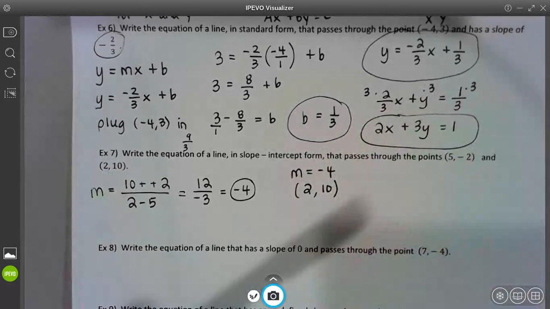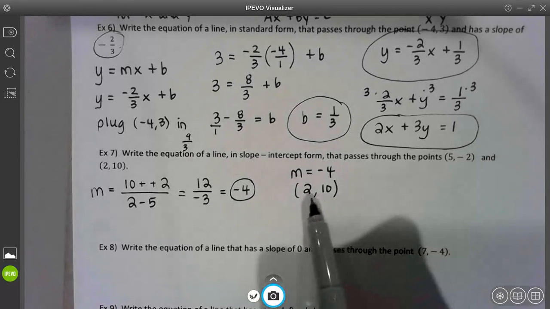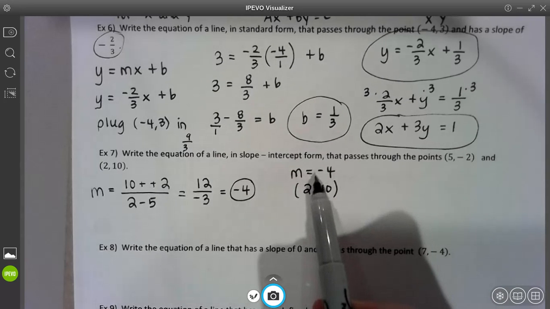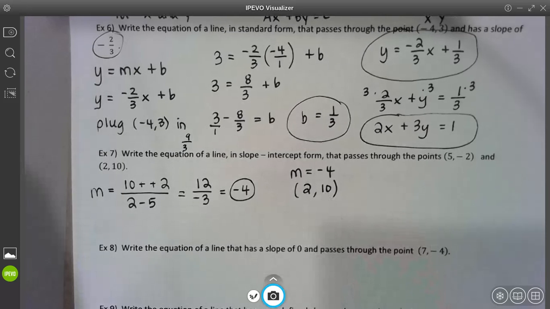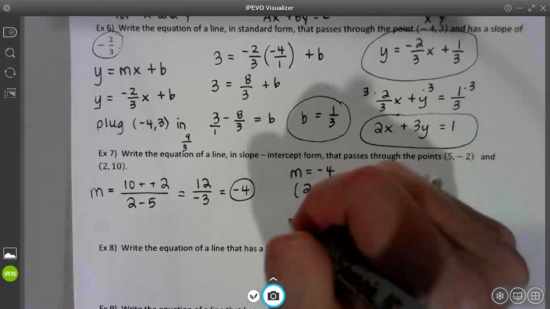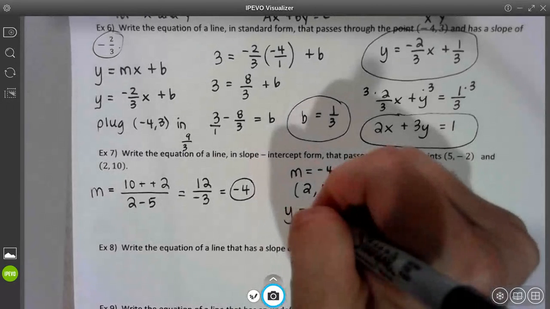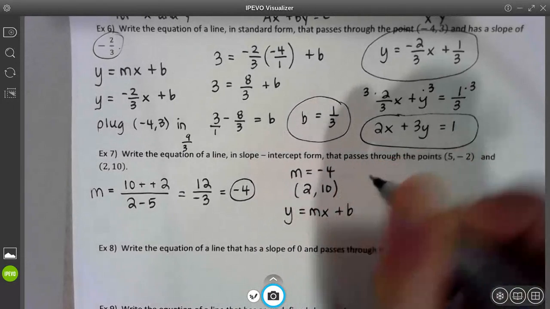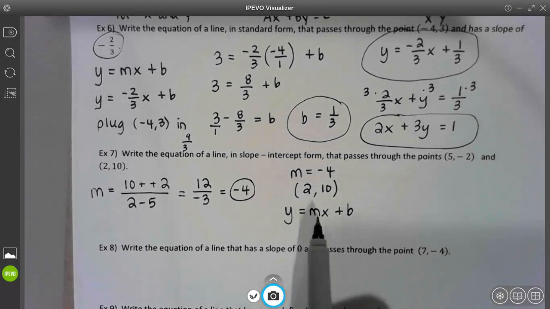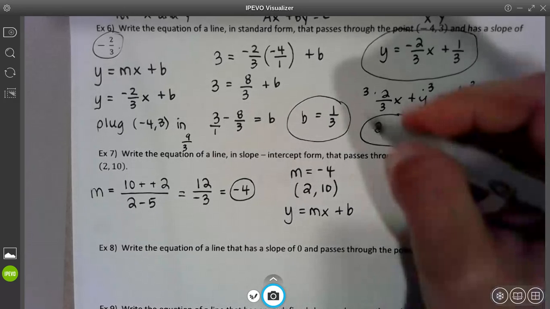If somebody else wants to use the point (5, -2) just to prove that we're all going to end up with the same answer, please feel free. All right, but now I'm going to borrow this point and I'm going to use this slope. I'm going to plug it in for m, x, and y into y equals mx plus b, and I'm going to solve for b. So it's just like we did yesterday. We're going to take this formula and we're going to plug -4 in for m. We're going to plug 2 in for x, and we're going to plug 10 in for y, and we're going to solve for b. So everybody do that right now.